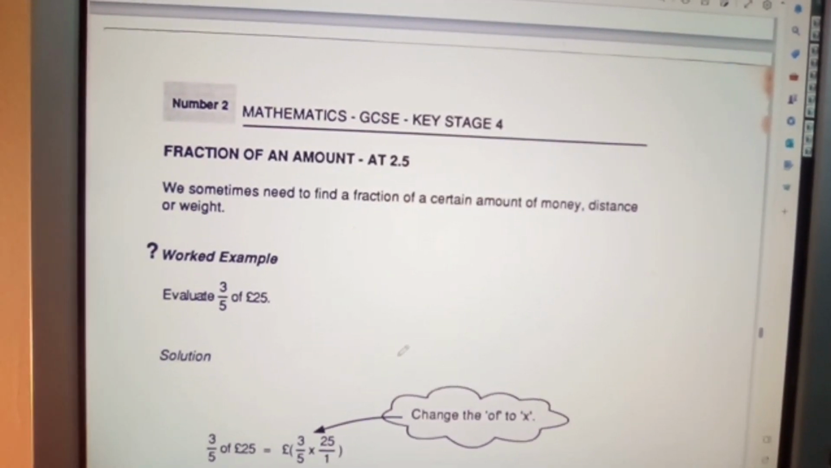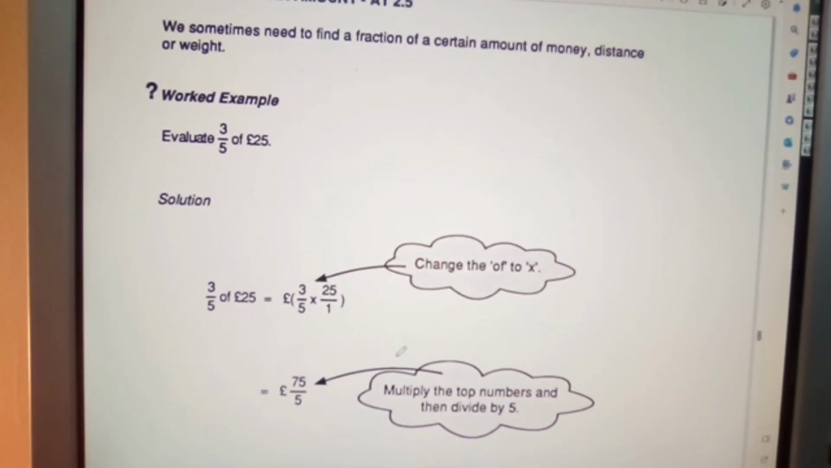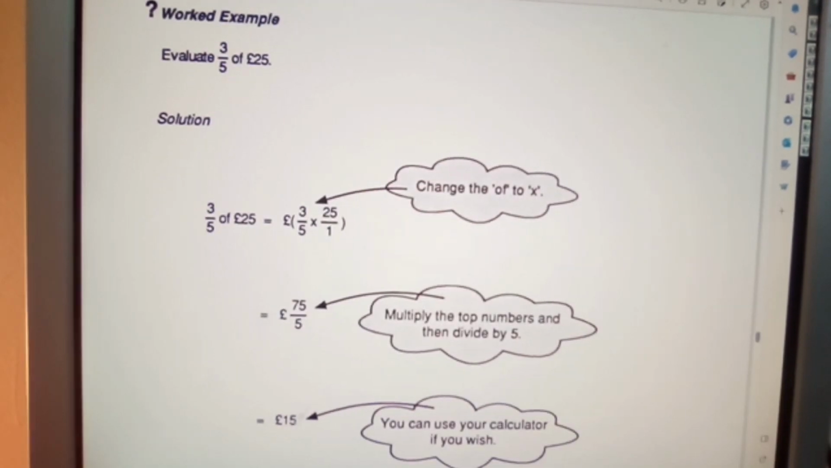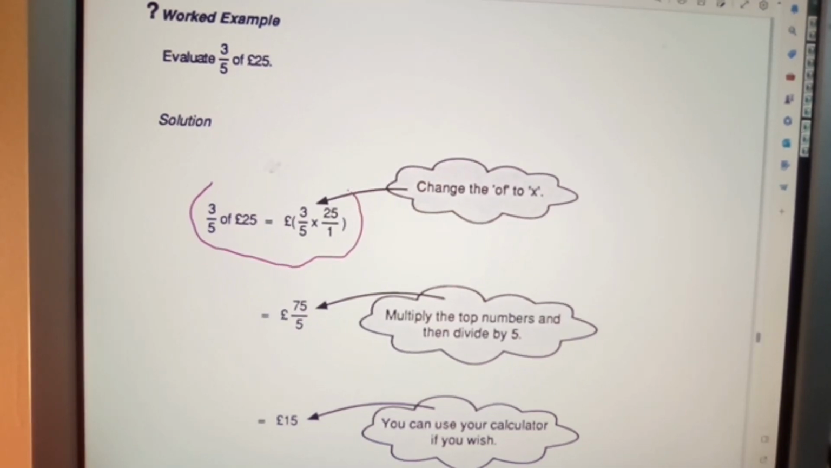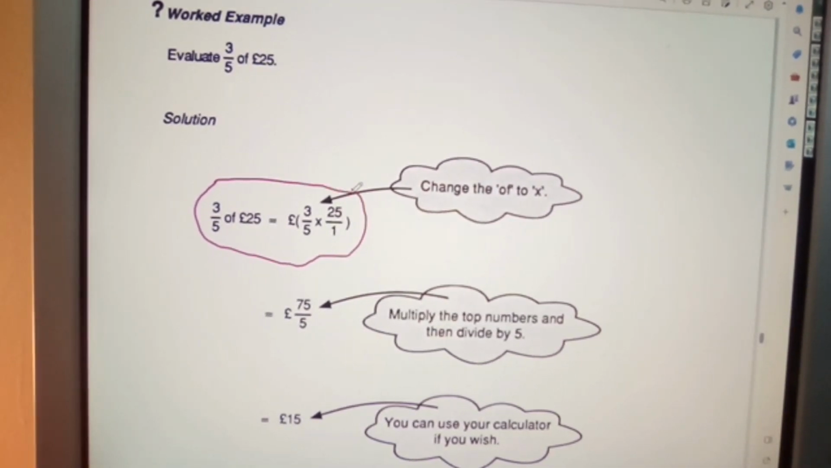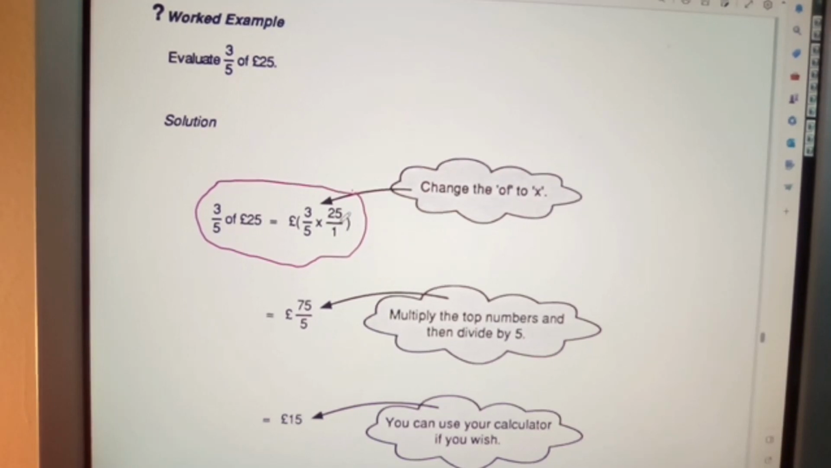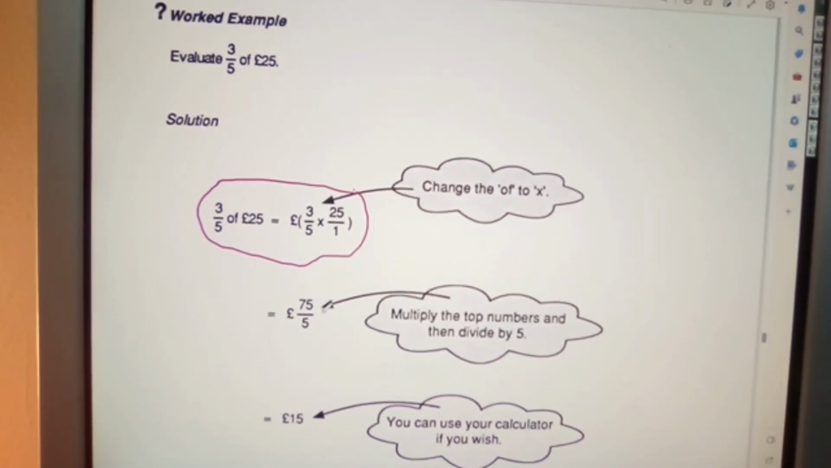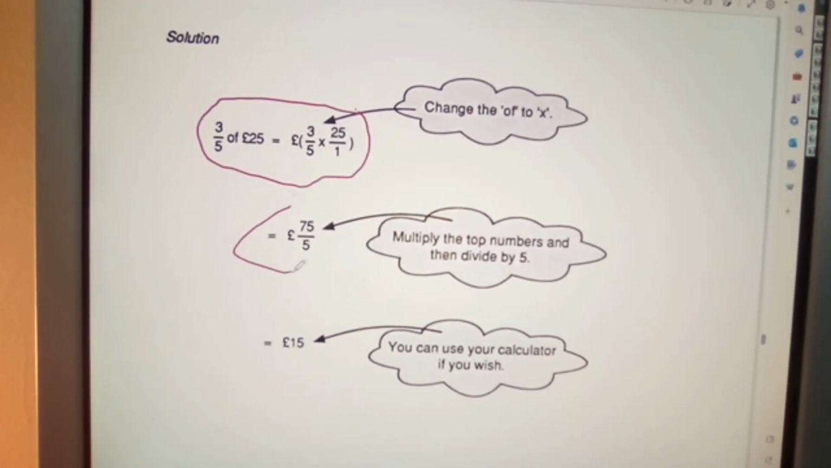Right, sometimes we find a fraction of an amount. So we're looking at 3/5 of 25. And here's the solution. Apply the solution correctly, and you can never go wrong. Basically, you're saying 3 times 25, change the "of" to an x, because you're multiplying. And all he's saying here is that 75 over 1, you can divide 75 by 5, so that's going to be divided by 5 now, and that will give you that answer here.